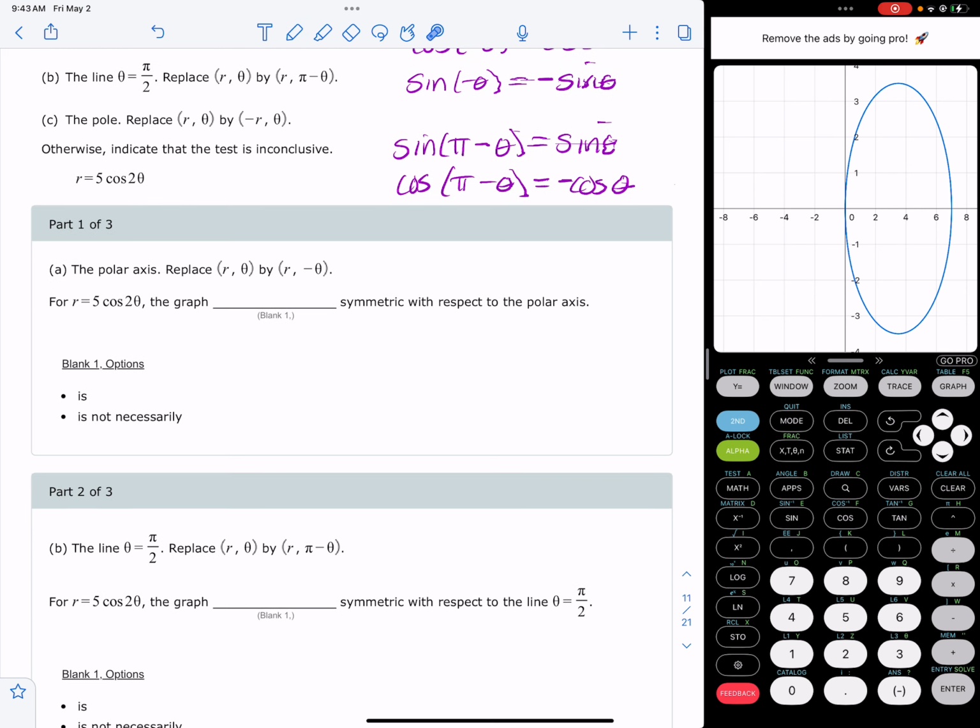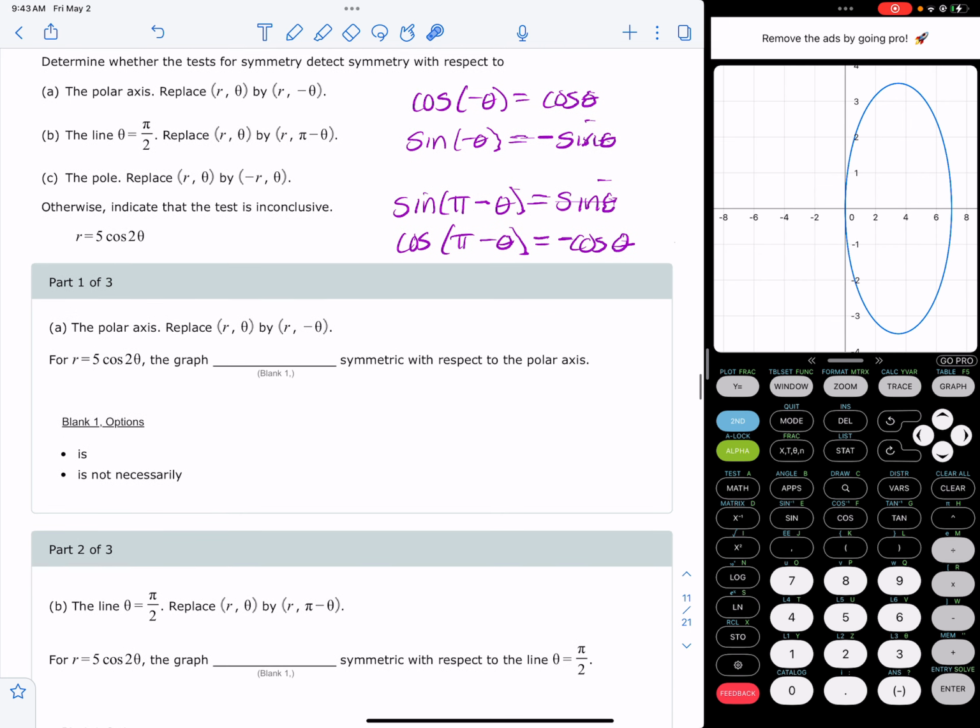The cosine of 180 minus theta is equal to the negative cosine of that theta. So the way that we test is, and it does tell you right in the directions, so it's not like you even have to remember it. It tells you in the directions. We're going to test for 3 things.